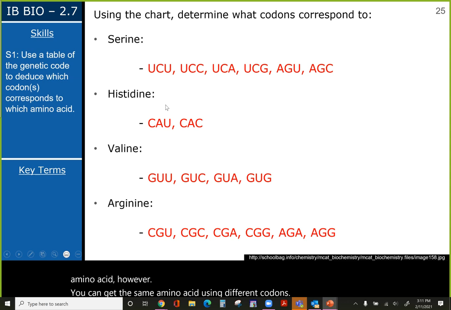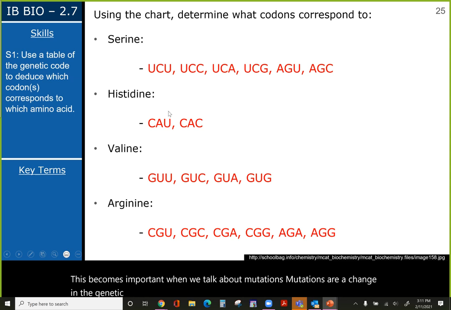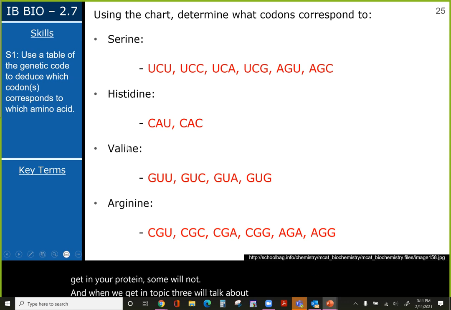This becomes important when we talk about mutations. Mutations are a change in the genetic code. Some of those changes will change the amino acid that you get in your protein. Some will not. And when we get into topic 3, we'll talk about that in a little more detail.